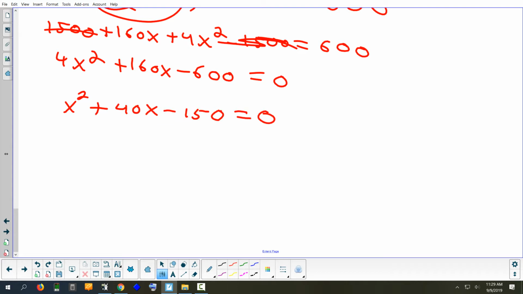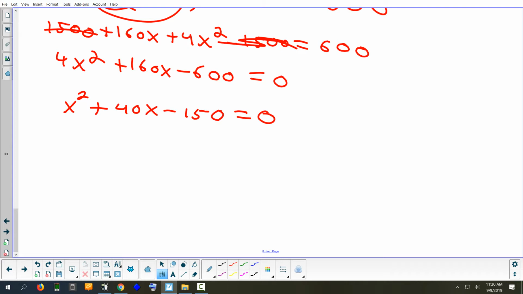You don't have to do that, but it does make the numbers a little smaller. Just double check that I did it right. Okay, now we have all kinds of ways we could solve it. We could try factoring. Numbers are a little big, so two numbers that multiply to give you 150 and subtract to 40. Or I don't really think that's going to factor nicely, so what's my other option? Quadratic formula. Yep, quadratic formula.